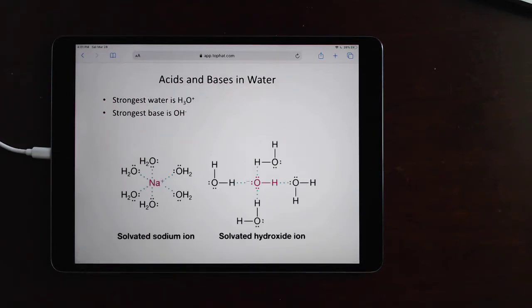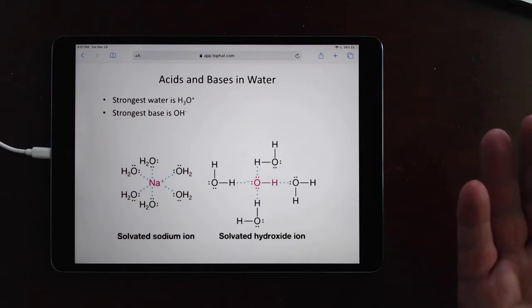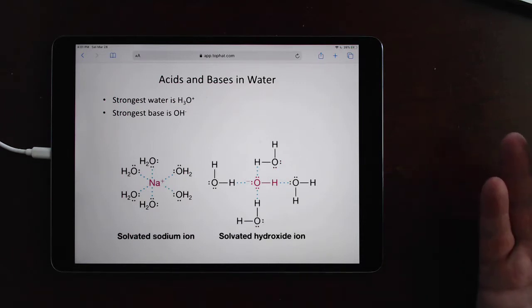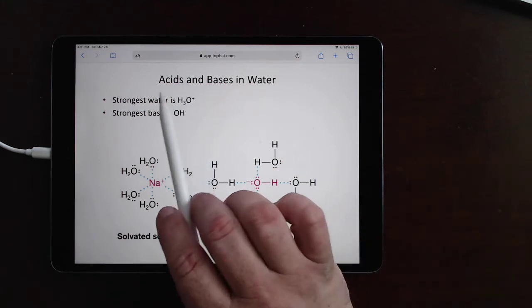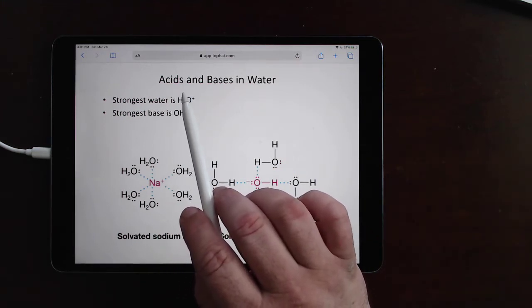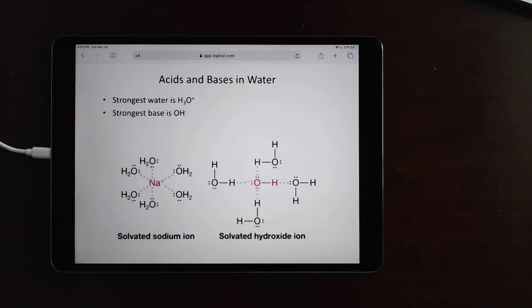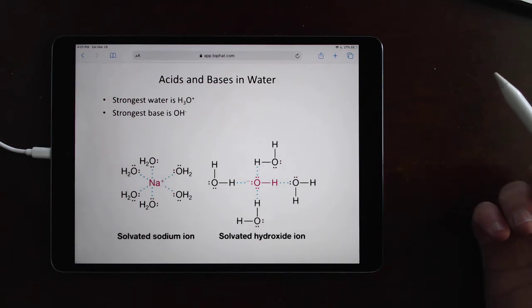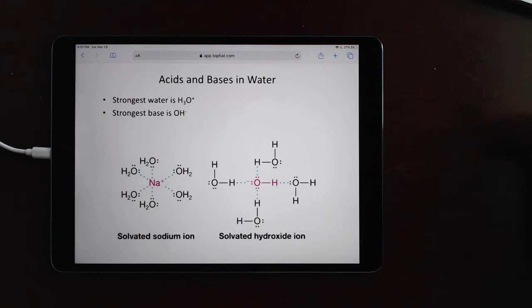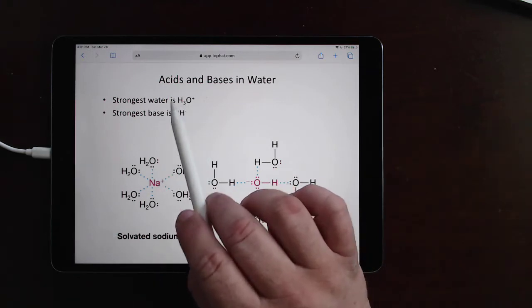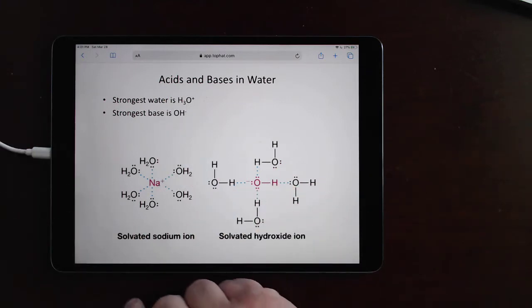If you're reacting in water, usually if you're a stronger acid, your acid is probably going to react with the water to make hydronium, or your base is going to react with water to make hydroxide. That's why a lot of organic reactions are not done in water, because we don't want that reaction. So you have to be careful.